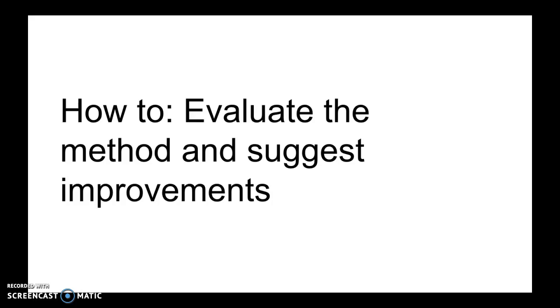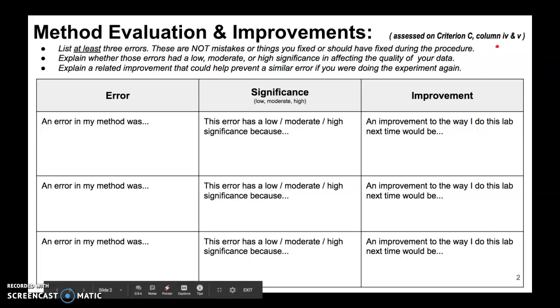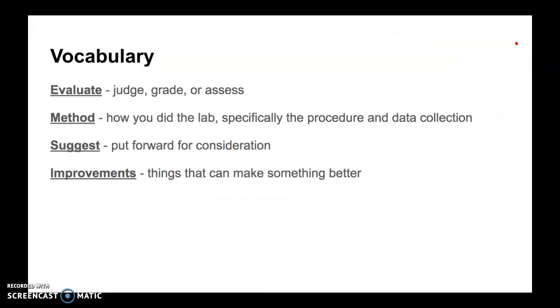This video will teach you how to evaluate the method and suggest improvements for your Criterion C lab report. So it will be this slide. It's the last slide on your lab report, and it's assessed on columns 4 and 5, so the last two columns on the rubric. So some vocabulary that you'll need before we get started.